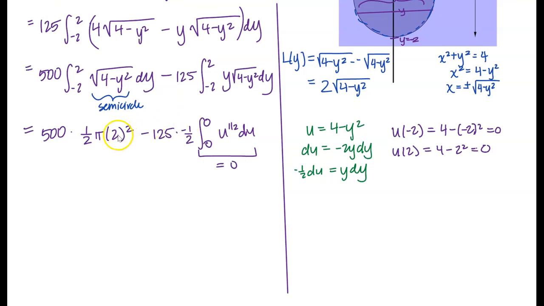So what do I have left over here? I have 2 squared is 4 times 1/2 is 2. 2 pi times 500. We end up with this overall answer of 1,000 pi. And the units to our integral is going to be in pounds.